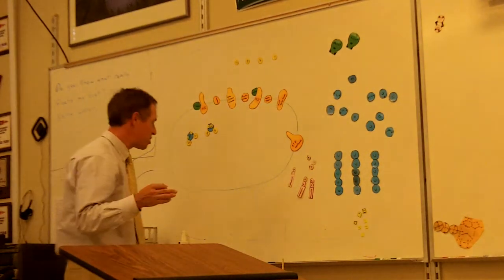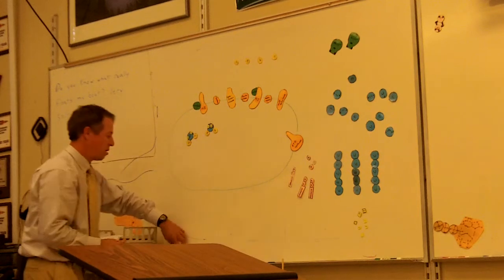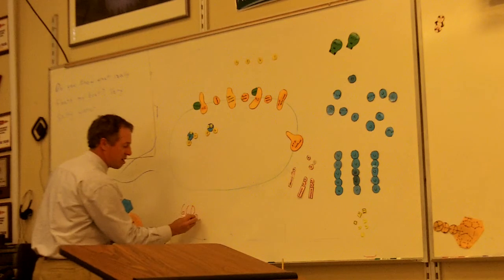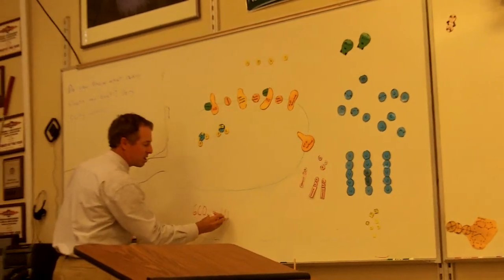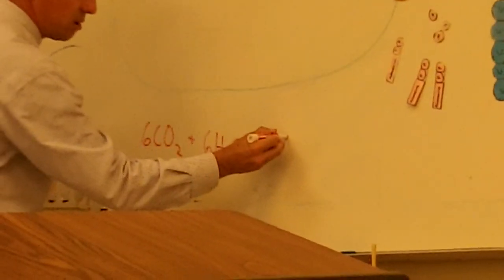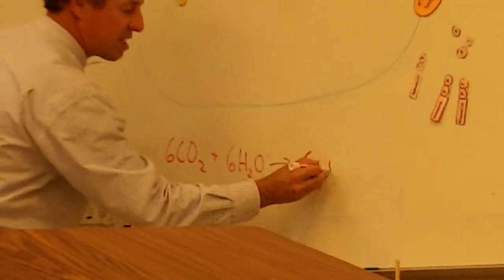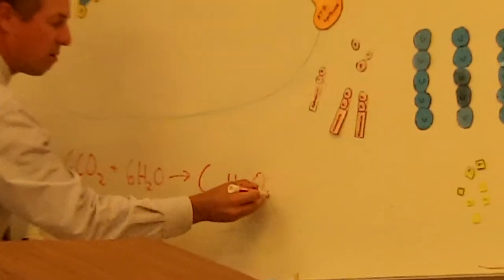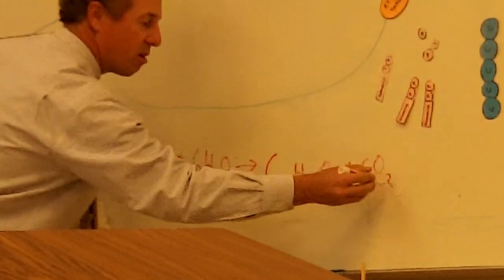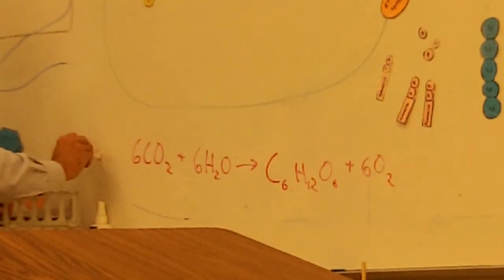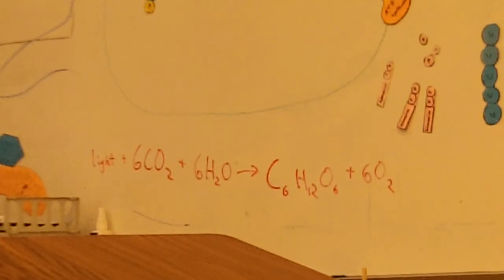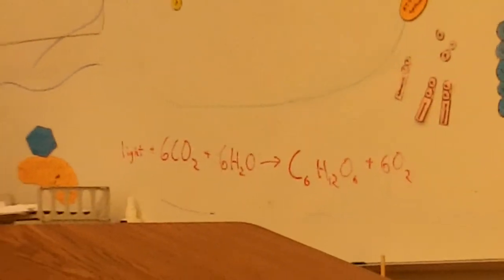Do y'all remember the photosynthesis equation? 6 CO2 plus 6 H2O yields C6H12O6 plus 6 O2. And there's got to be some light coming in somewhere. So you can put light in the front here if you want, or on the arrow. Sometimes you see it there.